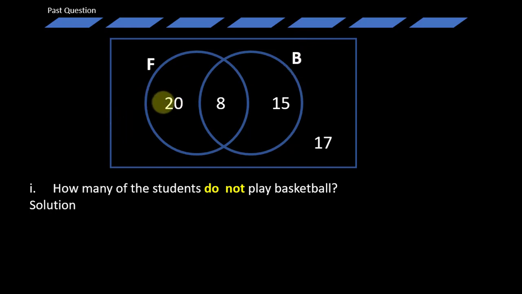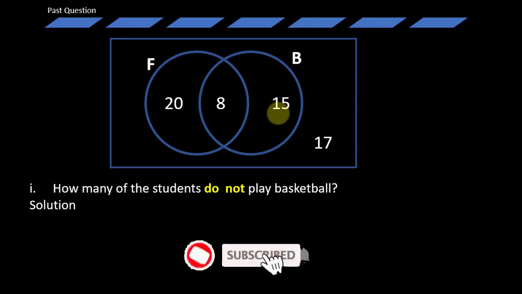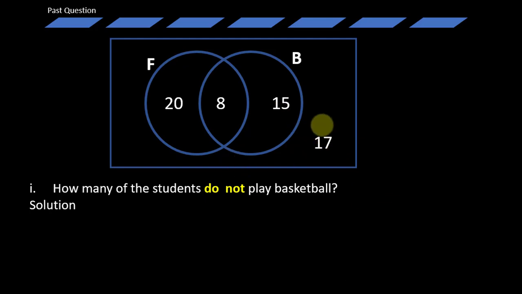And the 20 you see here represents only those that play football. Alright, those that play only football. And the 15 here represents those that play only basketball. Okay? So, what of the 17 out here? The 17 here represents those that play neither of the two games. As you can see, it is outside the two circles.